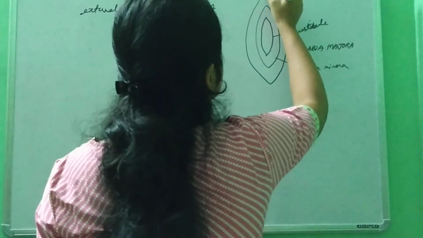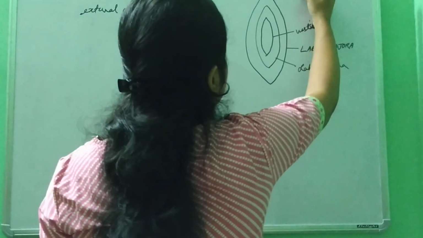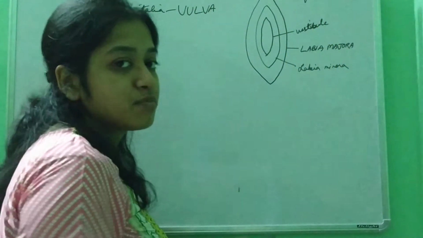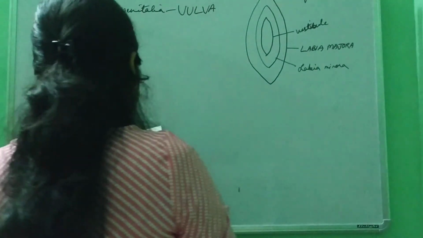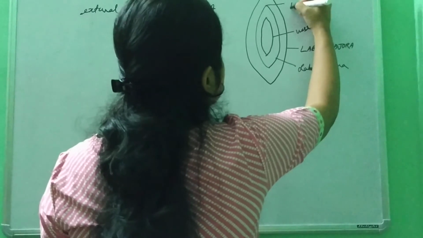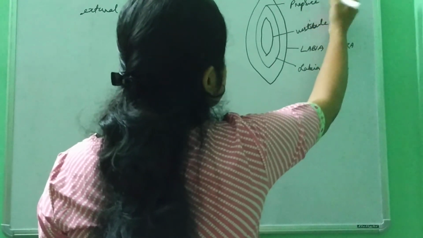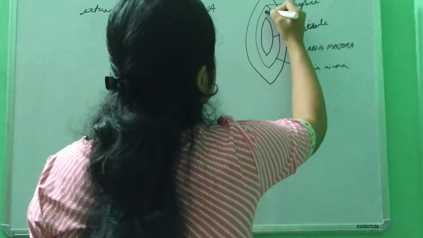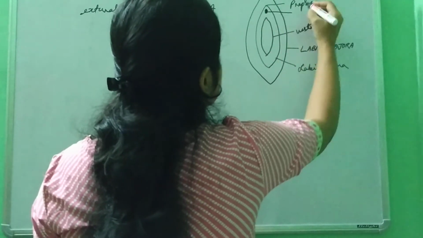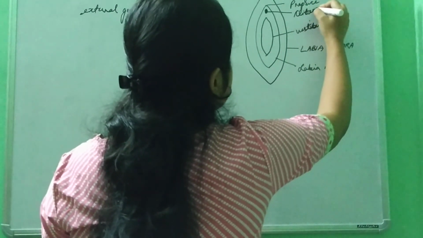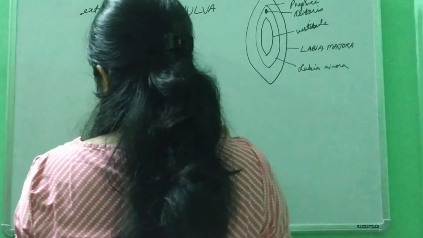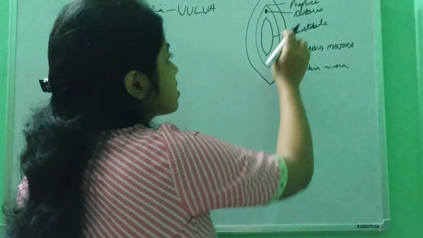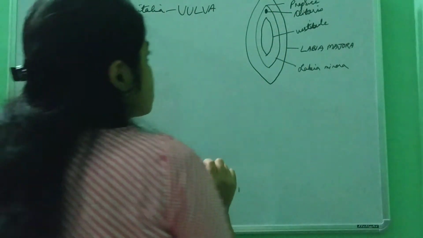So this part is known as mons pubis. Mons pubis, why? Because here the pubic hair is present. This is known as prepuce. There will be a structure present here. This is the clitoris. Like the males have a penis, this is the clitoris. Clitoris is homologous to penis in males.